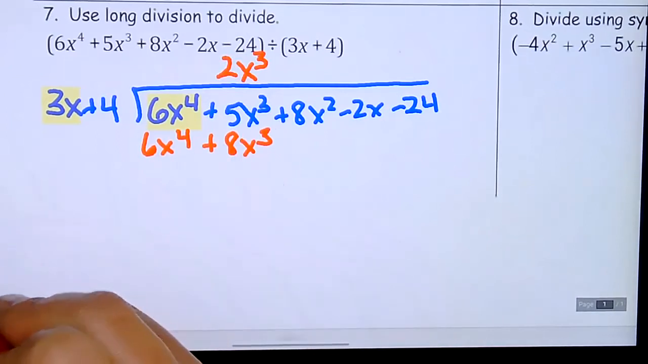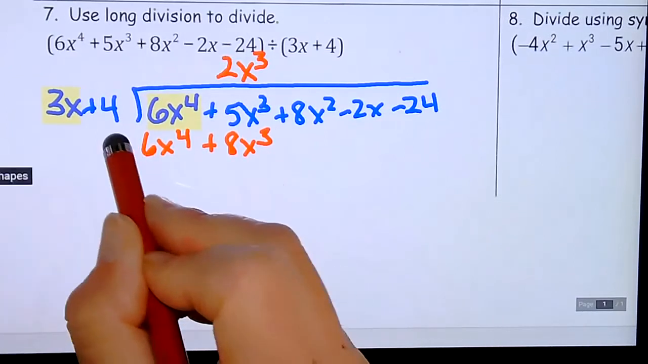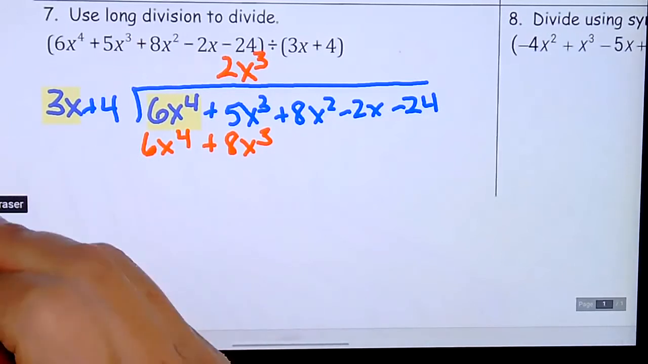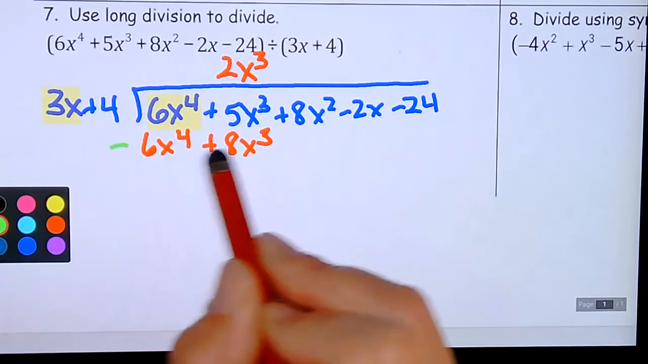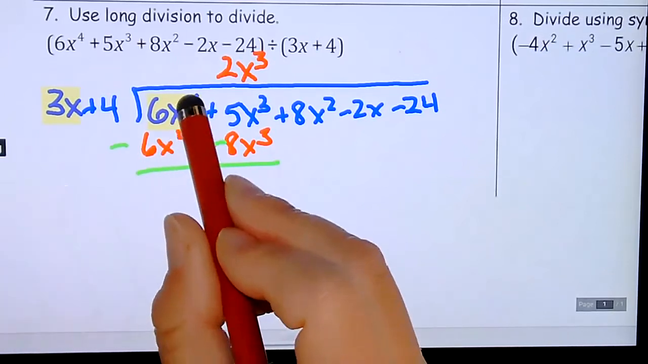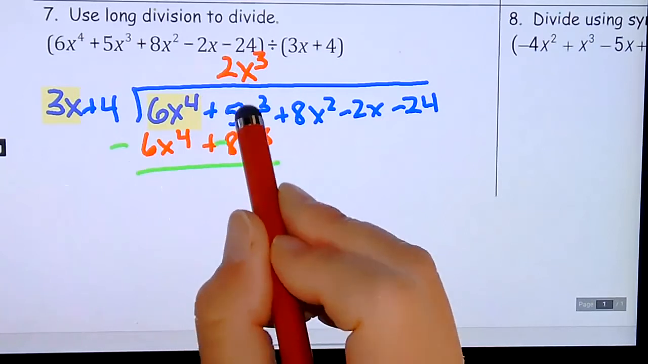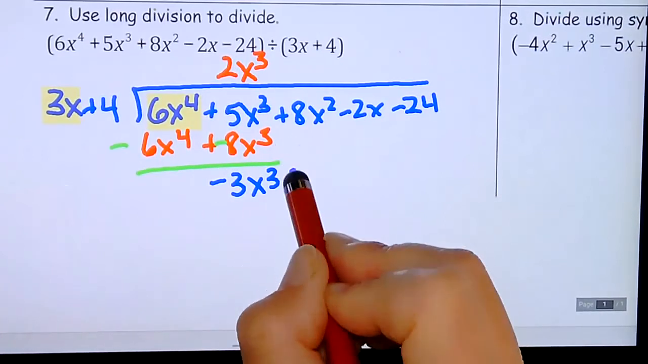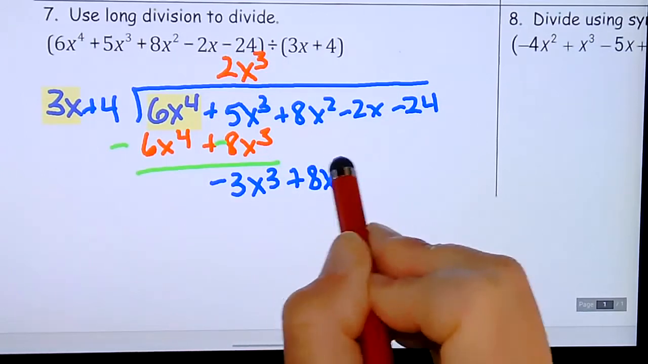And then I'm going to subtract. So when I subtract, I make everything opposite. So that's going to become negative. This is going to become negative, okay? So now I'm going to cancel this out. This is going to become a negative 3x cubed. I bring down my next term, which is an 8x squared.